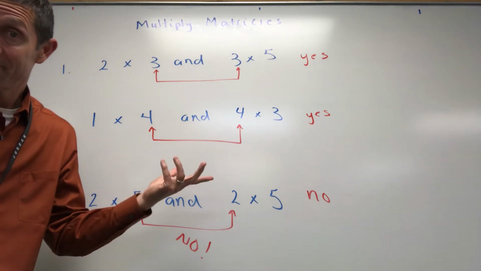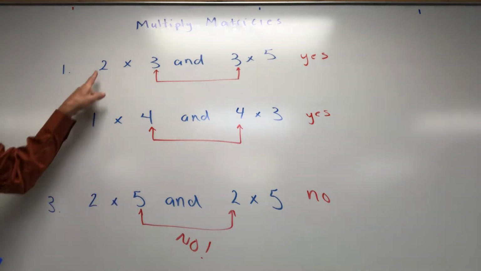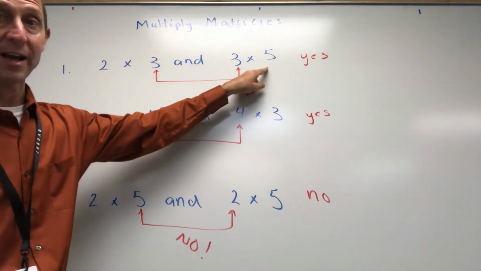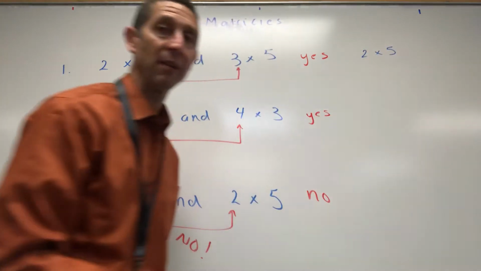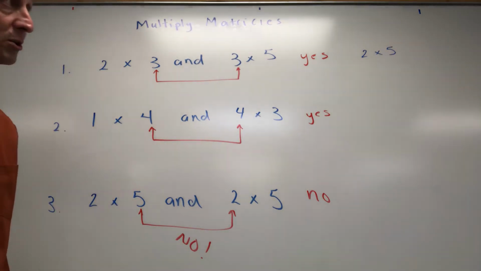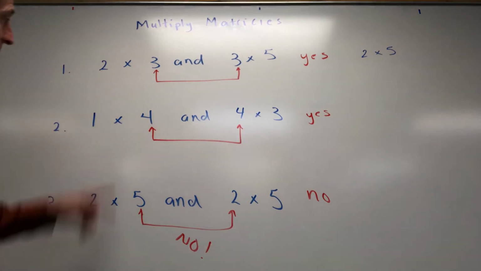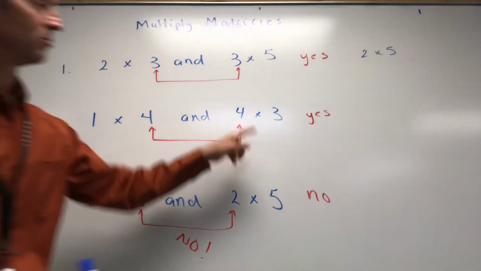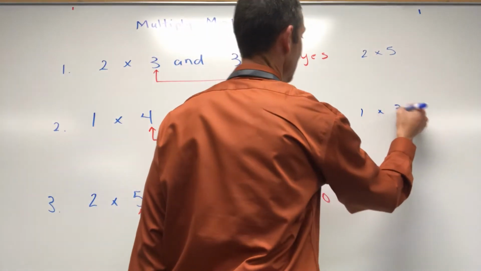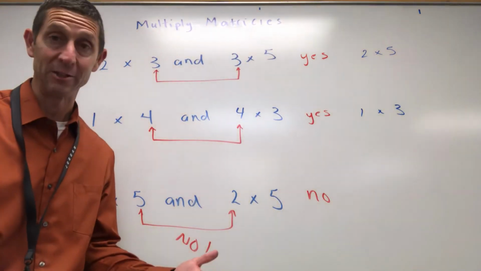All right, I'll just tell you, it's kind of a slick move. See the first number and the last number? That tells you what your final answer will look like. It'll be 2 rows by 5 columns. Let's say you got a 1 by 4 times a 4 by 3. Final answer will be, oh, that's a 1 by 3 is what that'll look like with its dimensions.